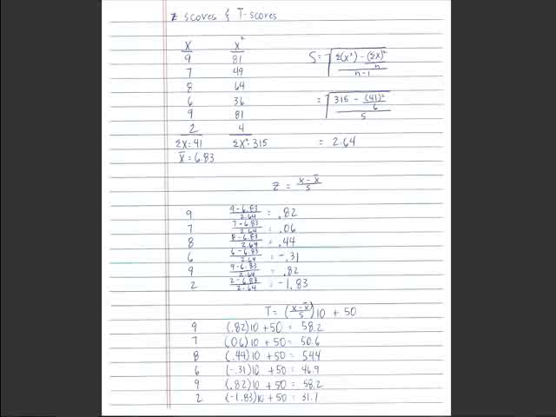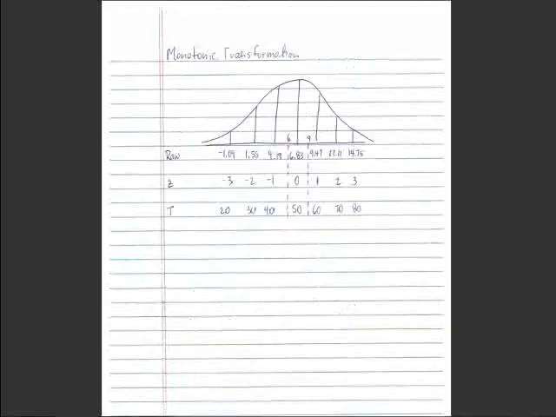So later on you'll be doing some homework where you calculate t-scores and z-scores for a couple of sets of data. Now the second page of this handout we're going to talk about, and the title of this page is Monotonic Transformation. What I've done for you is I have drawn the normal curve. I've put the mean in the middle. So the mean was 6.83.